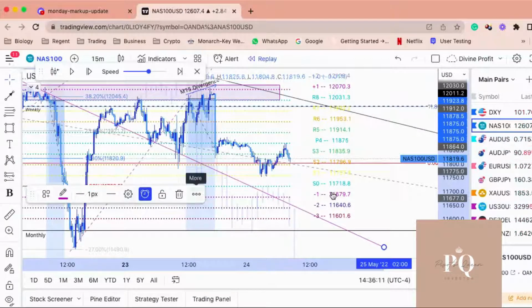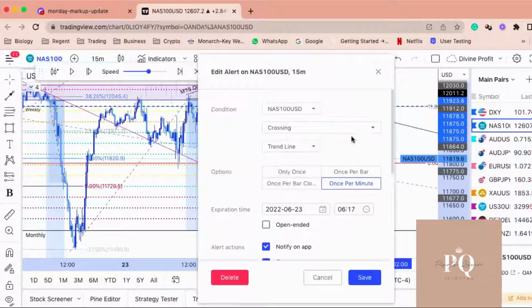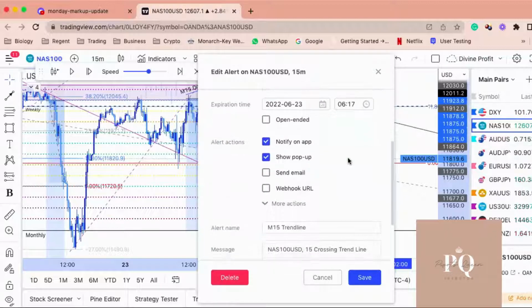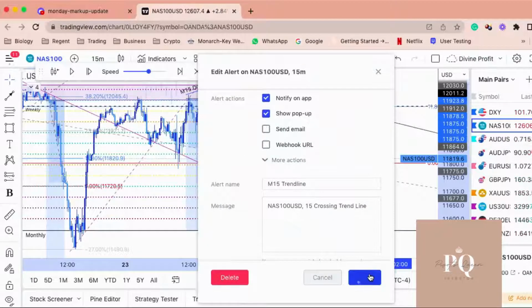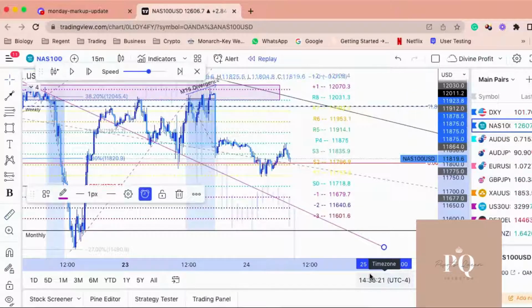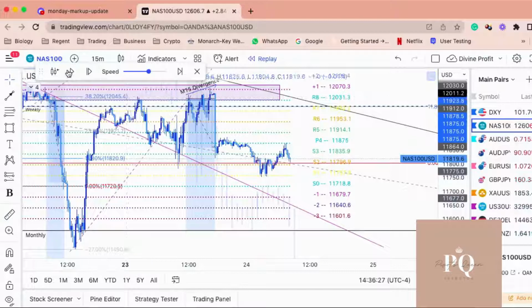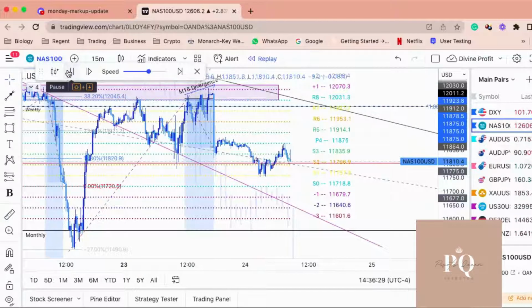All you have to do when you click on the trend line, there's an alert button here. Edit your alert. I do once per minute. It'll say 15-minute trend line, and then I'll just get an alert on my phone because I have the TradingView app on my phone. I'll get an alert and I just come look to see what happens. So I'm gonna let this play out now.